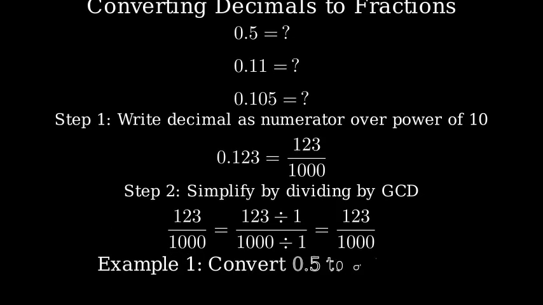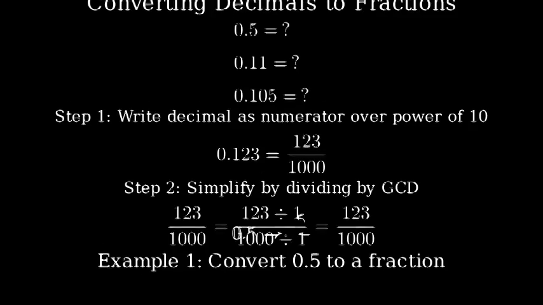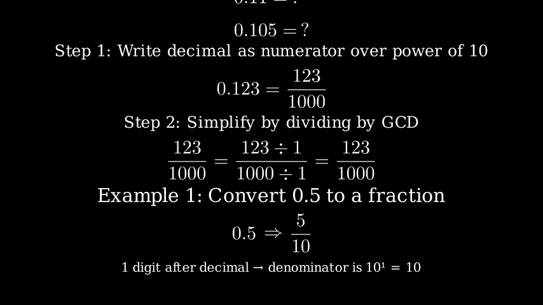Let's start with our first example, 0.5. Step 1. There is one digit after the decimal point, which is 5. So we write 0.5 as 5 over 10.